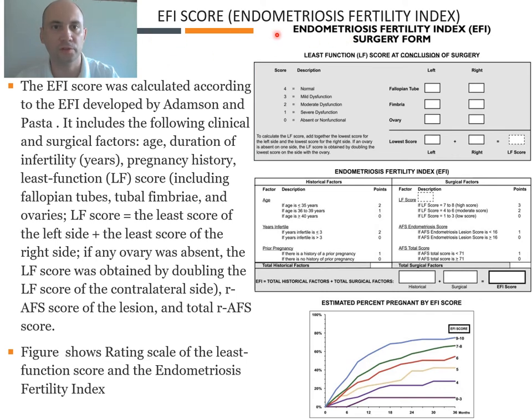EFI score, endometriosis fertility index. The EFI score was calculated according to the EFI developed by Adamson and Pasta. It includes the following clinical and surgical factors: age, duration of infertility, pregnancy history, least function score, including fallopian tubes, tubal fimbria, and ovaries. The least function score is the sum of the least function score of the left side and the least function score of the right side. If any ovary is absent, the LF score was obtained by doubling the LF score of the contralateral side. The rAFS score of the lesions and total rAFS score are included. The figure shows the rating scale of the least function score and the endometriosis fertility index.